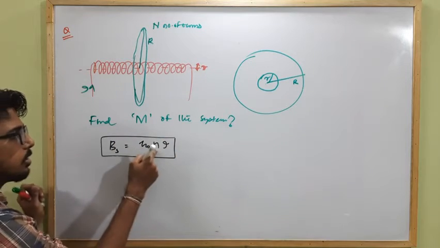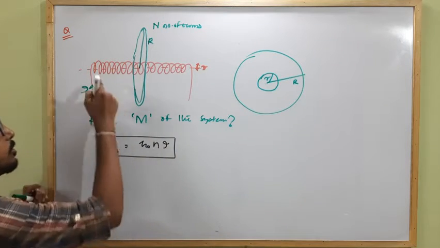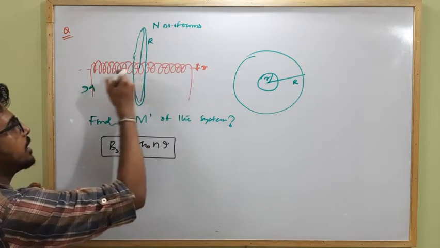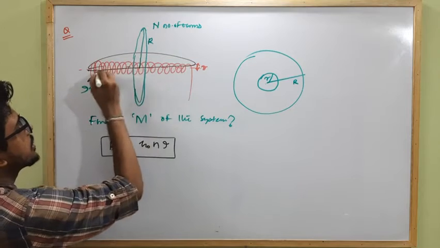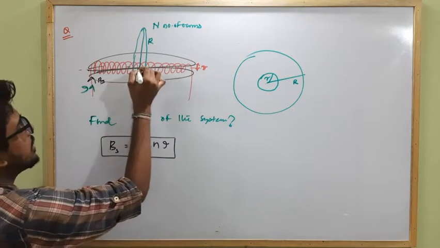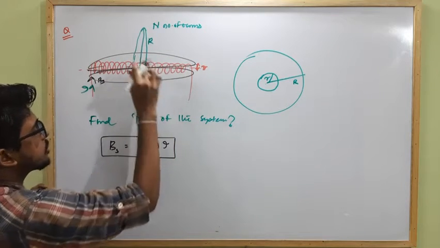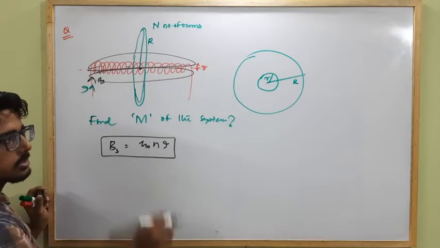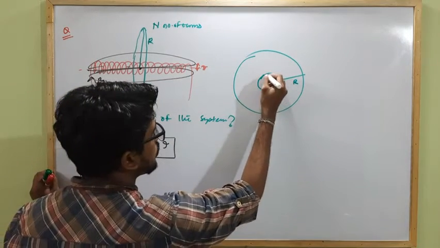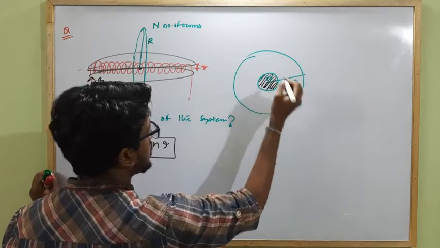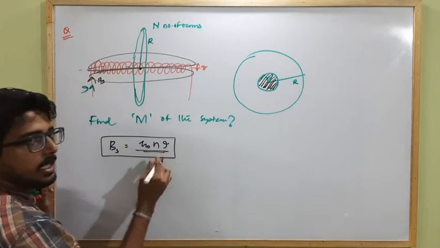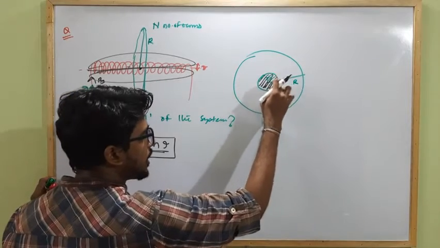Clear? N is the number of turns per unit length, I is the current flowing through it. So this is the magnetic field Bs produced like this, or at each position within the solenoid will be this much. So here this is the region within which the solenoid is passing. So the magnetic field over this region will be how much? Mu naught Ni.